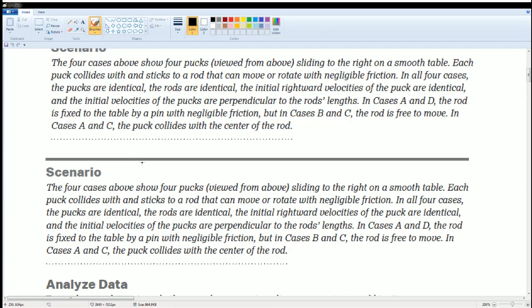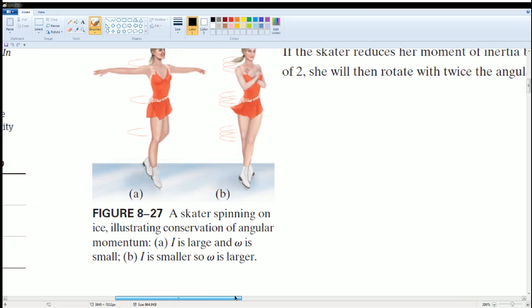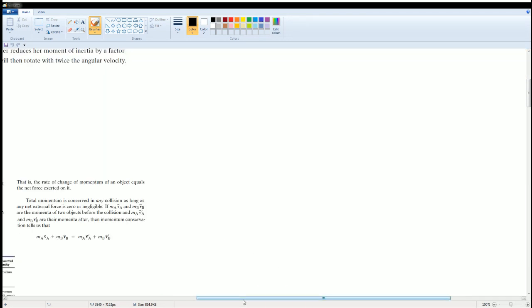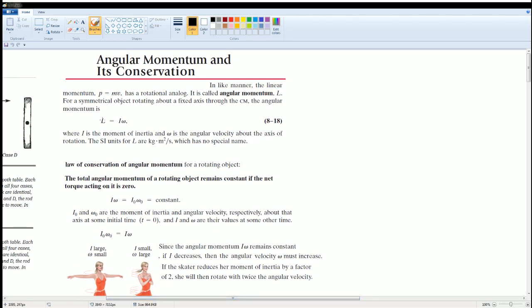Okay? All right, so scenario 1. You are going to determine whether angular momentum, linear momentum, and kinetic energy are constant. To do that, you should already know what kinetic energy is, and linear momentum. The new part is angular momentum, so let me just give you some notes. What is angular momentum? Angular momentum is defined here: L is equal to moment of inertia times angular velocity. That makes sense. It's the same thing as p equals mv.